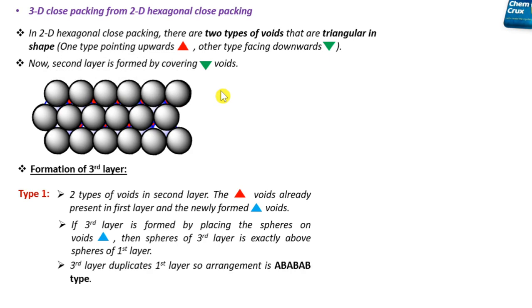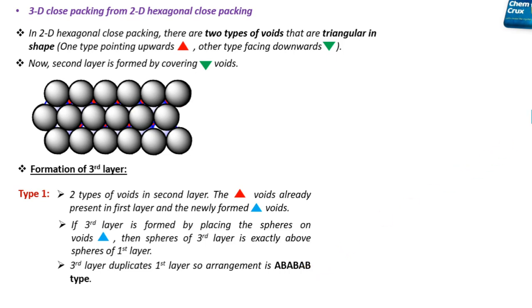So if we say that the first layer is of type A, then the second layer, which I have shown by blue spheres, which were formed by covering the green voids, correct? They are of type B. Now the third layer, which was formed by covering the blue colored voids, was actually aligned with the spheres of the first layer. So again, the third layer is of type A. So the arrangement is actually AB, AB, AB type.